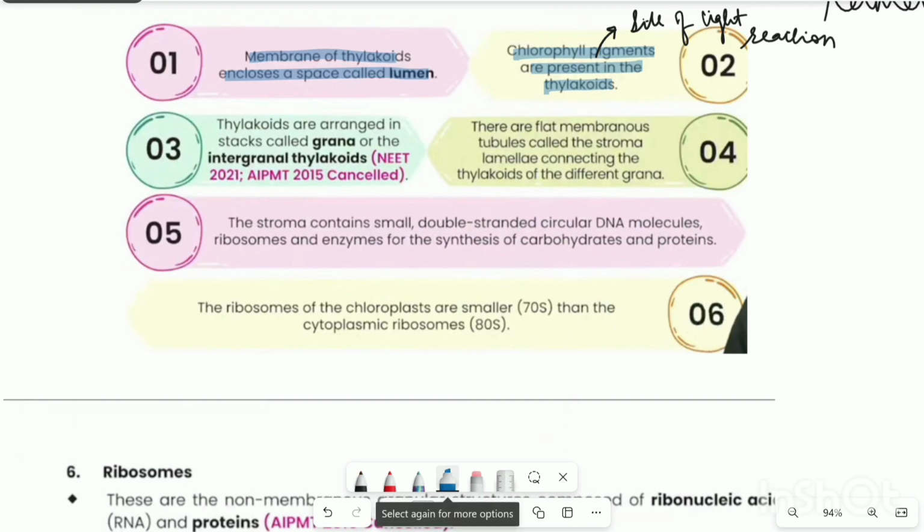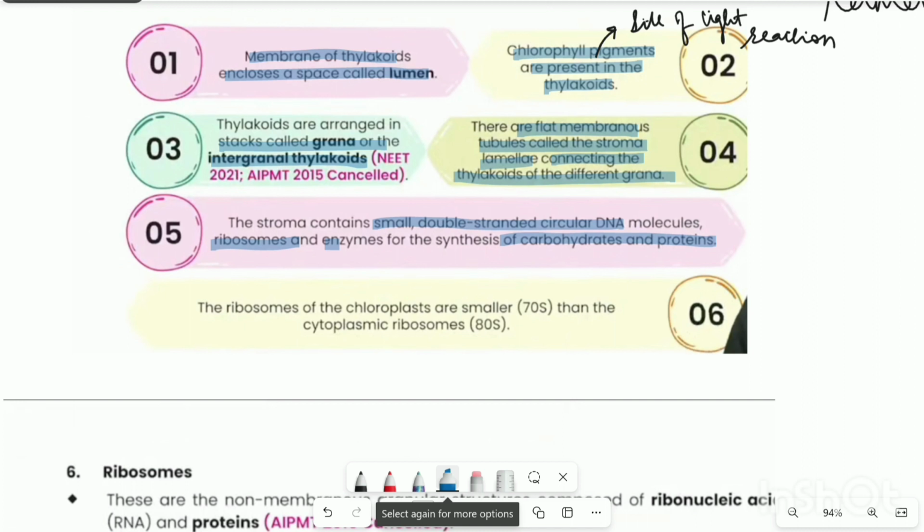Thylakoids are arranged in stacks called grana, or the intergranal thylakoids. There are flat membranous tubules called stroma lamellae which connect the thylakoids of the different grana. We have seen that the stroma contains small double-stranded circular DNA, ribosomes, and enzymes for the synthesis of carbohydrates and proteins.